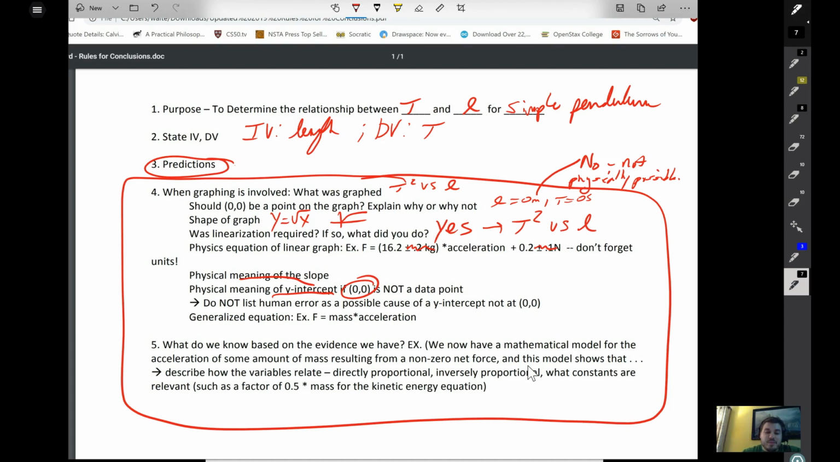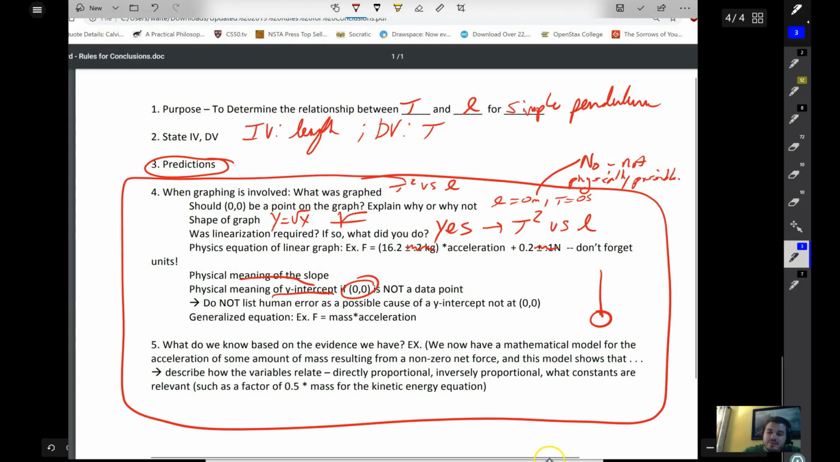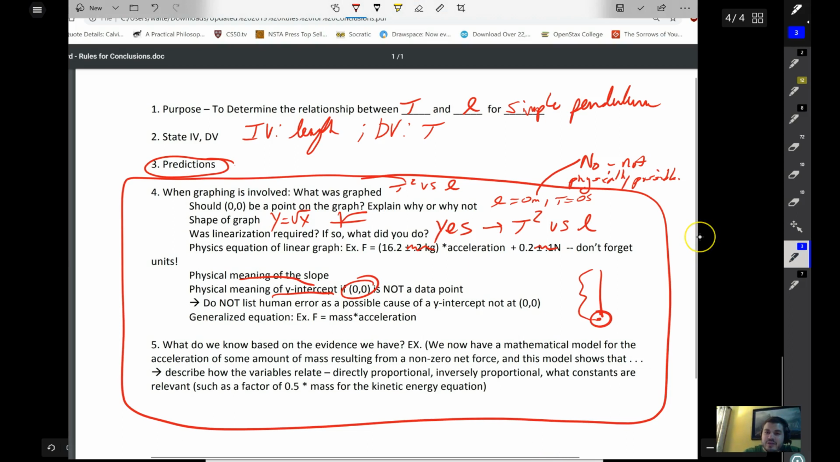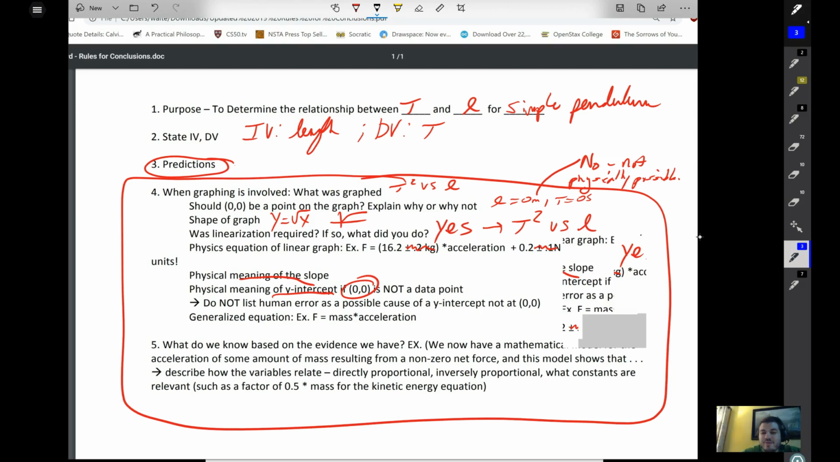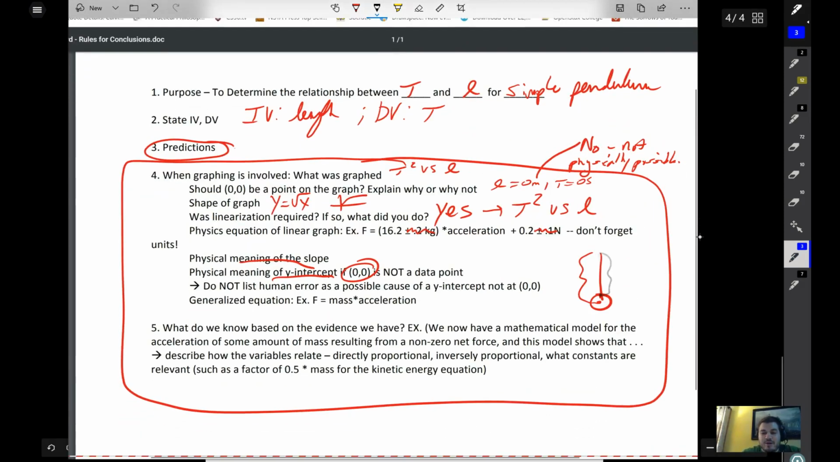So an example of standardized error would be if for our pendulum, remember we had to measure the length, if we should have been measuring the length all the way to the middle, but instead we measured the length just to the top. So that means that every measurement is off by the same amount. That would be standardized error because every single piece of data is off by that same amount.